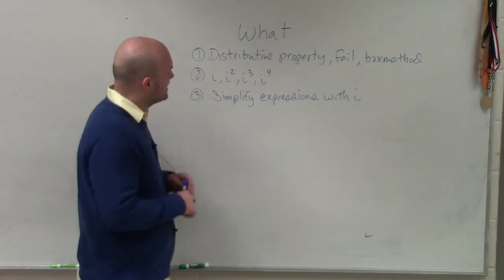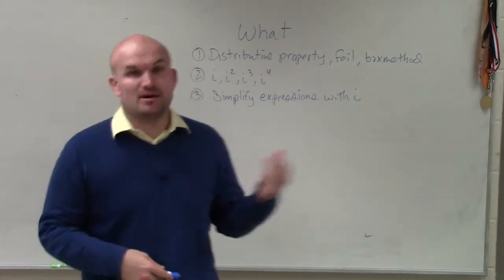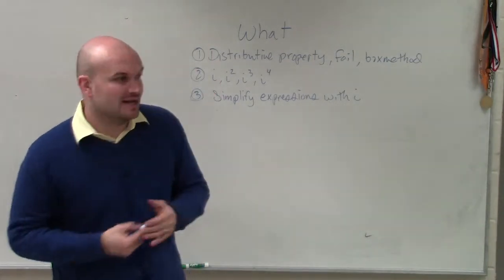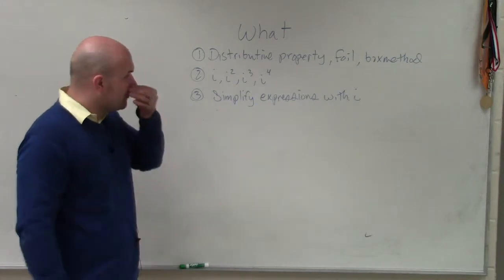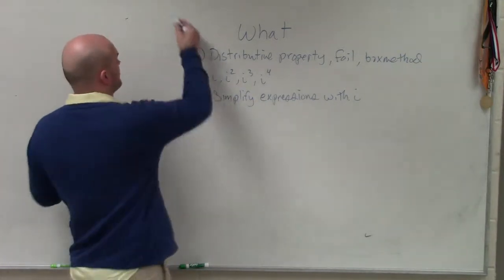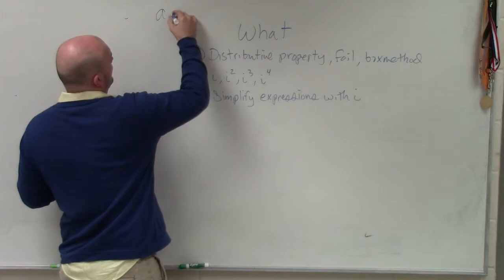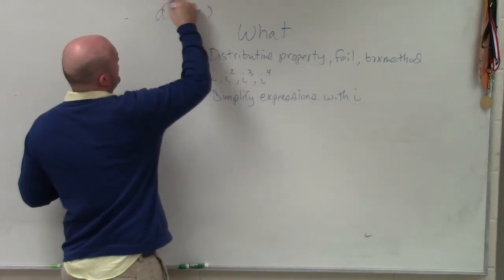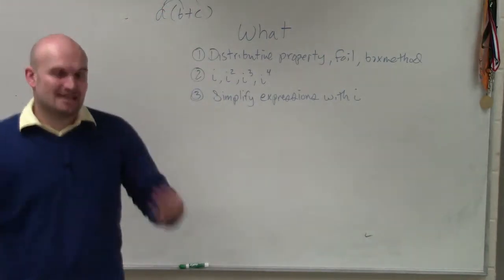Now, first of all, when multiplying complex numbers, basically just like we'd multiply polynomials or expressions, we need to make sure we know the distributive property. Just a quick note, distributive property here: a times (b plus c), you need to make sure you multiply a times b and a times c.